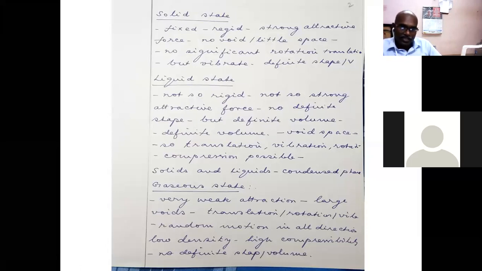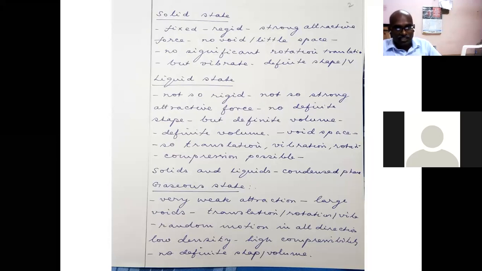Taking the liquid state, they are not so rigid as the solids, and the attractive force among the molecules in the liquid state is also not as strong as in the solid state. Therefore, they do not have a definite shape. They assume the shape of the container in which they are taken, but they have a definite volume. Therefore, there is a little more space compared to the solid state.